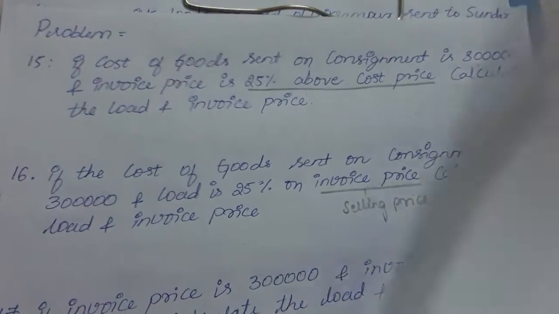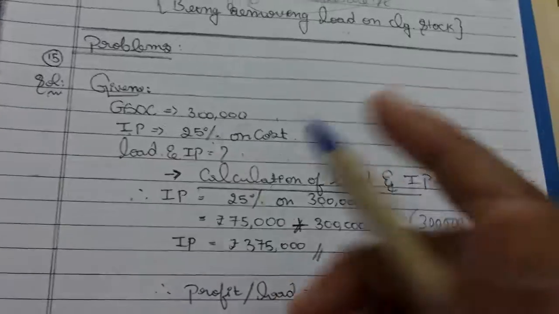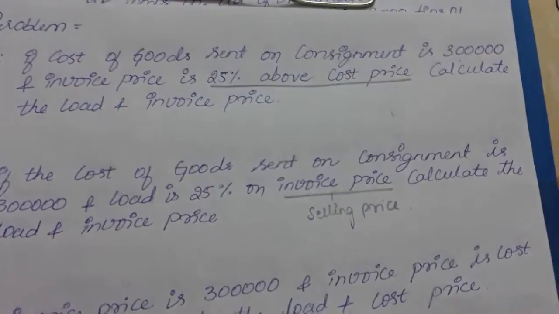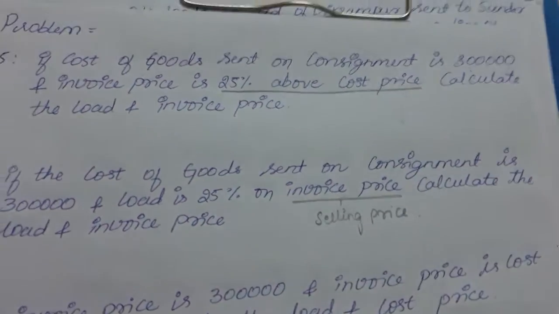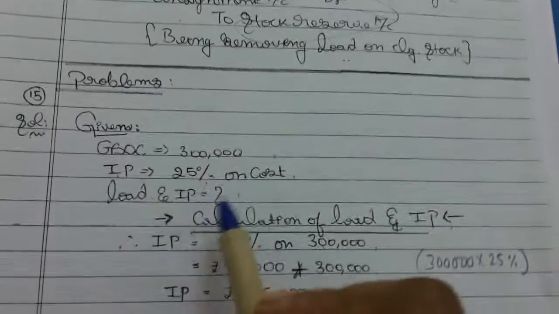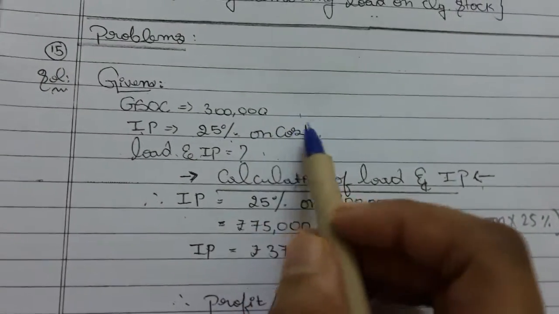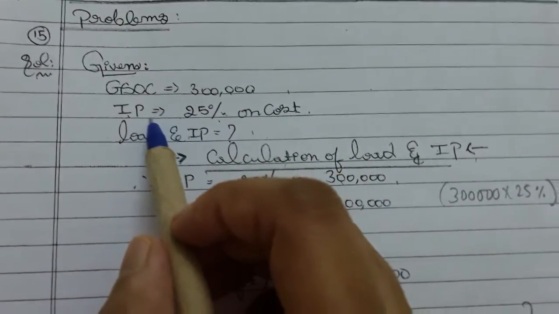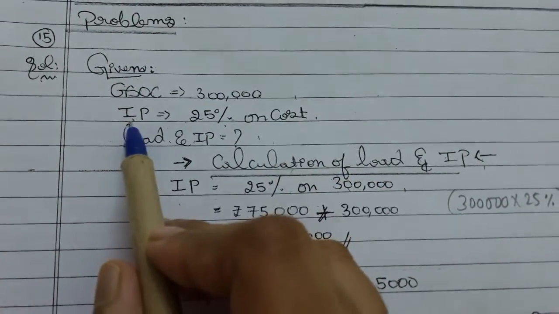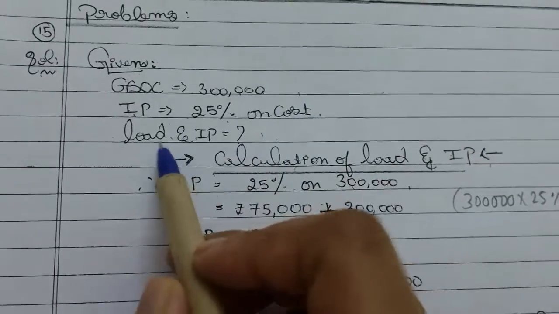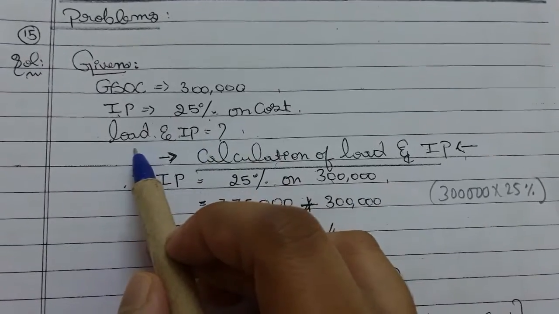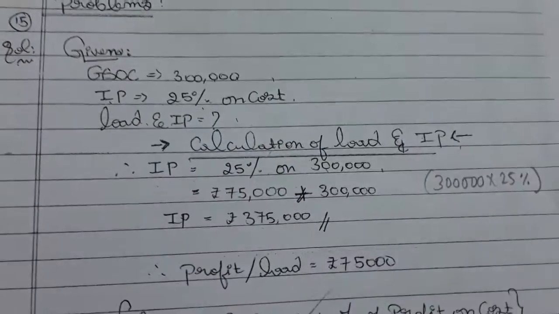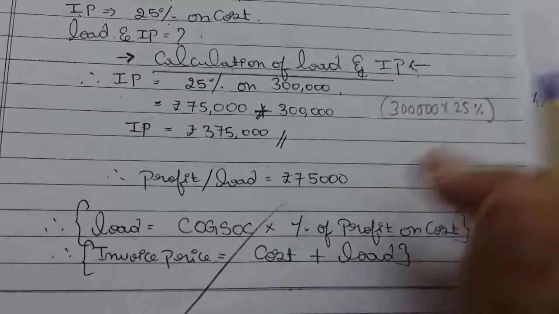So, coming on to the problem. What is the value of goods sent on consignment? The goods sent on consignment are 3 lakh rupees. The invoice price is 25% above the cost price. They have given it on cost, so we will take it on cost itself. So goods sent on consignment are 3 lakh, invoice price is 25% on cost. We are supposed to calculate the loading, which means profit, and also the invoice price.